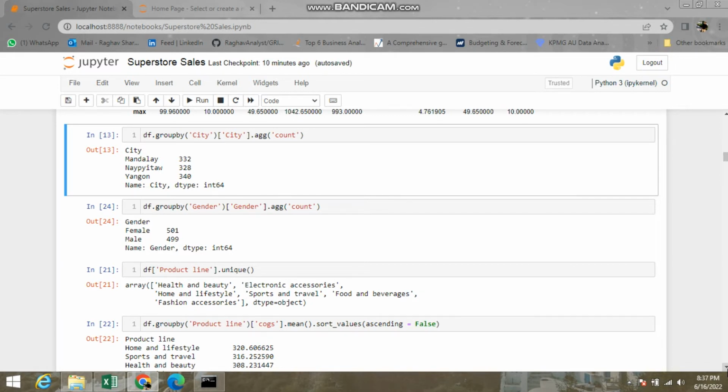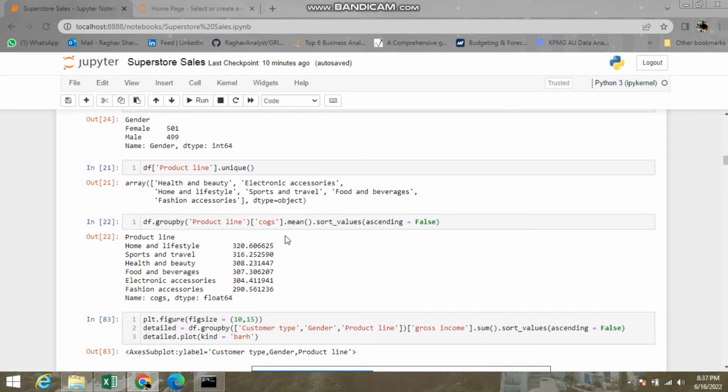Next, I calculated the company's cost, what the company is carrying as cost for each product. I came to know that the highest cost is being carried by home and lifestyle. This is important information from the organization's point of view, that I need to know which department is carrying greater cost.